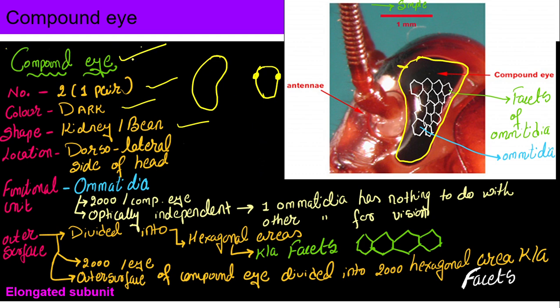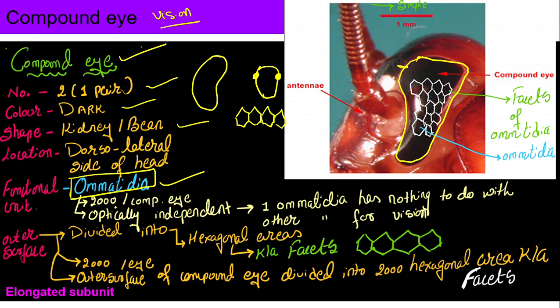What is the functional unit of compound eye? When I say functional unit, it means it should help in the function of the compound eye. Now, what is the function of the compound eye? It is nothing but sensing the intensity of the light, and the second very important is your vision. So for vision we have ommatidia. The functional unit of compound eye is nothing but your ommatidia. See here it is going to be like this. Ommatidia, it's going to be like this. In this way you will see it from outside.